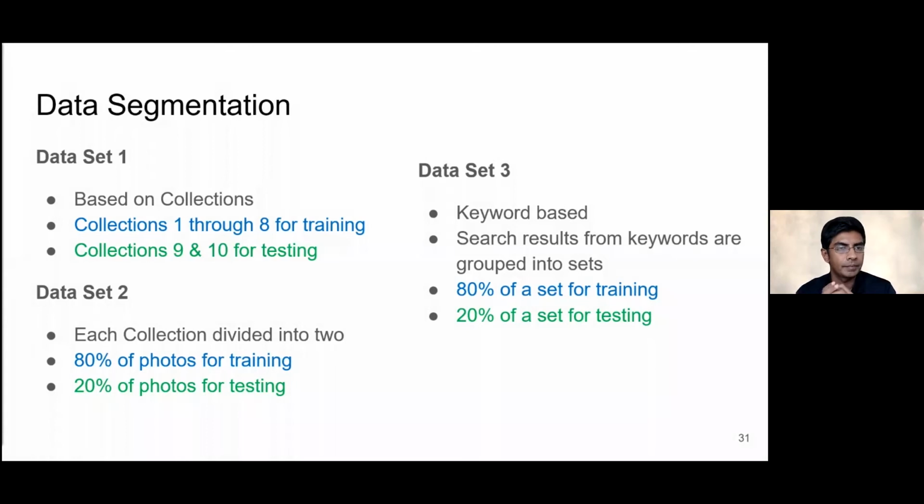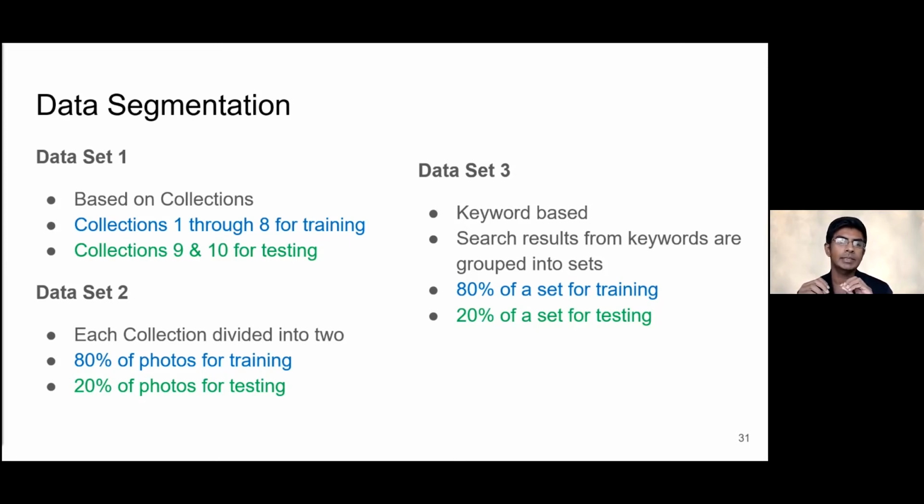Data segmentation. So let's talk about data segmentation. We have large data sets available with us that we can use in the training process. For ease of use, let's say we have 100,000 images that we could use in the training process. We can use part of it for training, but then we have to make sure that the model is good enough. So we use part of the data for training, then we set aside some images for testing.